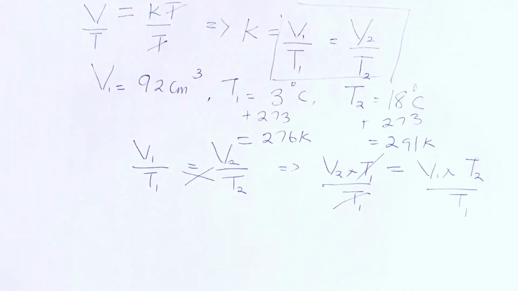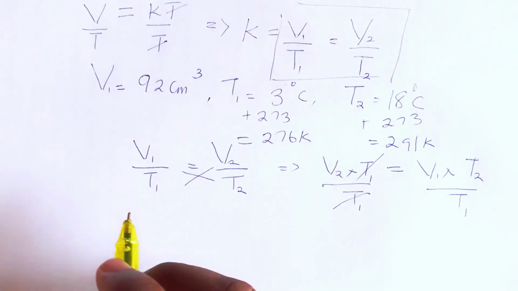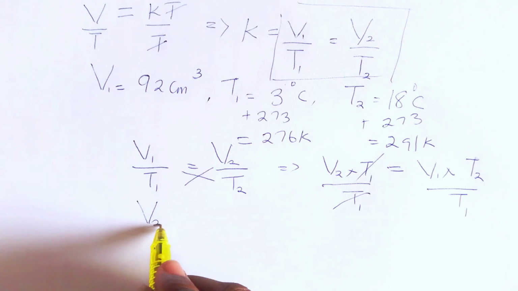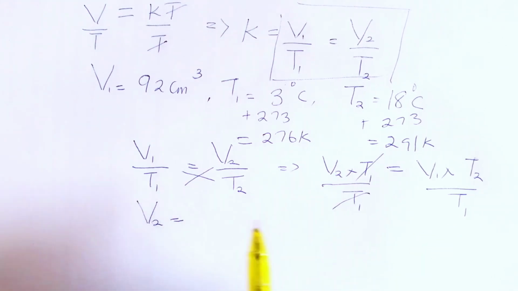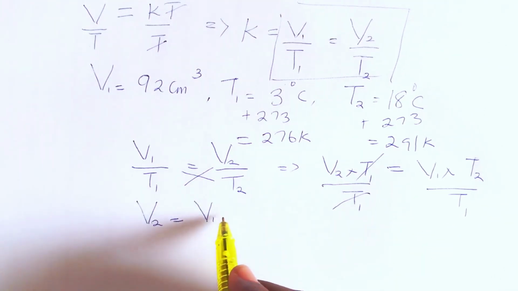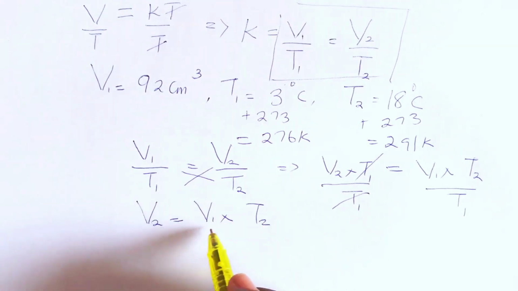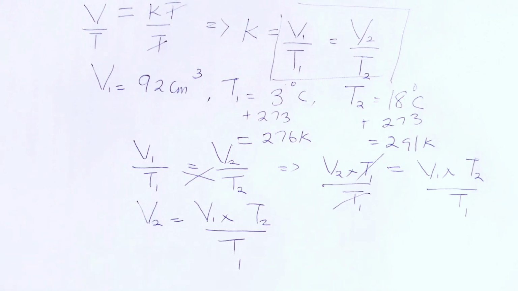So that T1 can cancel T1. This is mathematics. This is where chemistry stopped. The remaining aspect is mathematics. That's why as a science student, I'm supposed to know how to apply mathematical knowledge. So V2 is equal to V1 times T2 over T1.